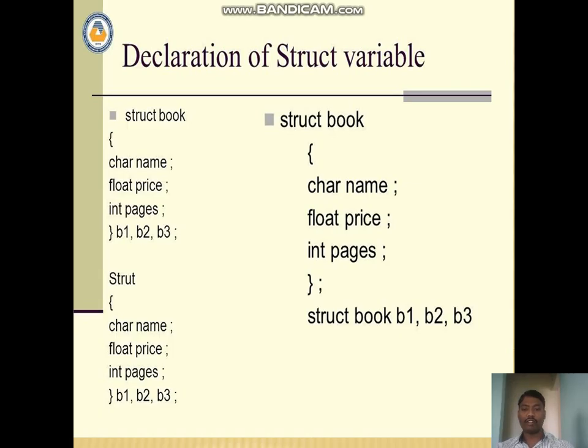Declaration of the struct variable. Struct book { char name; float price; int pages; } book1, book2, book3. Struct book { char name; float price; int pages; } and struct book b1, b2 and b3. These are the three books.